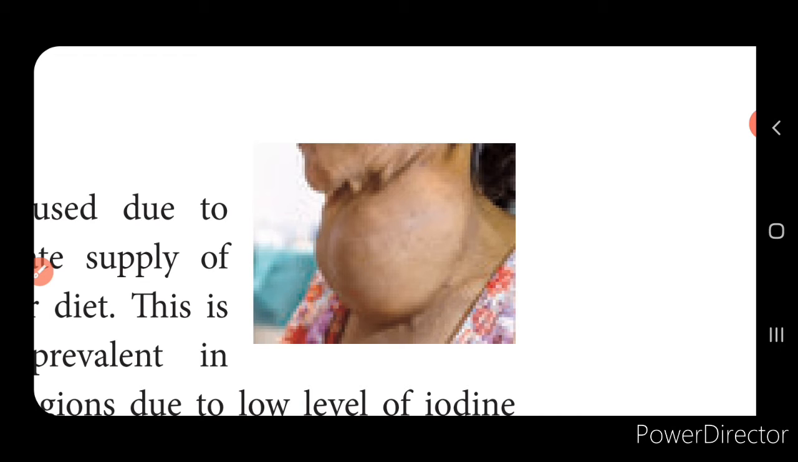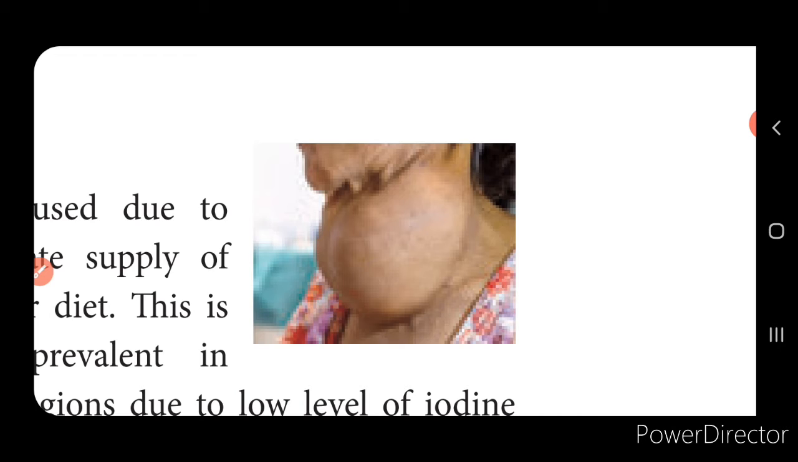Now look into the picture, children. Here you can see the condition of goiter. This is due to the inadequate supply of iodine in our diet. Now we said that iodine and tyrosine are essential for the hormone secretion, that is the thyroid hormone secretion, isn't it? So if the diet is inadequate in iodine, then this leads to goiter.